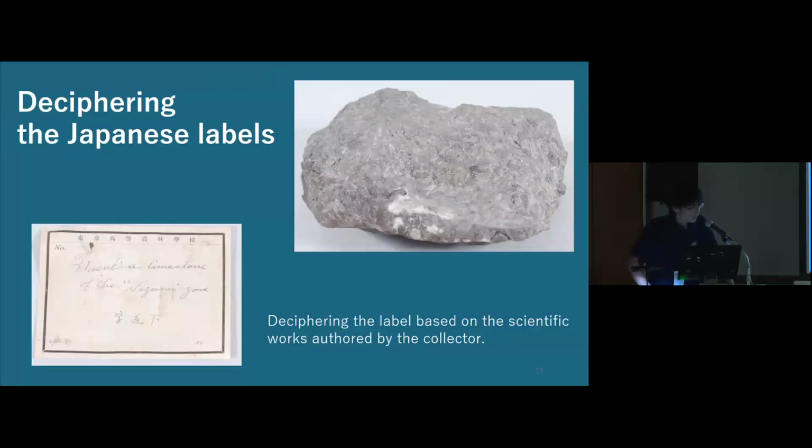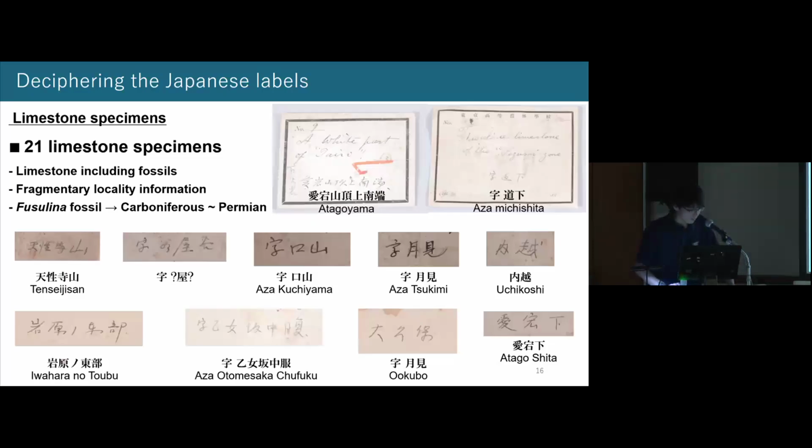So the next case is a limestone specimen with very fragmentary locality information. In the Kuroda collection, 21 specimens show fragmented locality information. Some of them cannot be read because of the very cursive script. These limestone specimens were similar to each other, and some of them include Fusulina fossils, which indicates that this limestone is Permian or Carboniferous limestone. All of the locality names were written in Japanese, but with very detailed locations, so we cannot tell where they are.